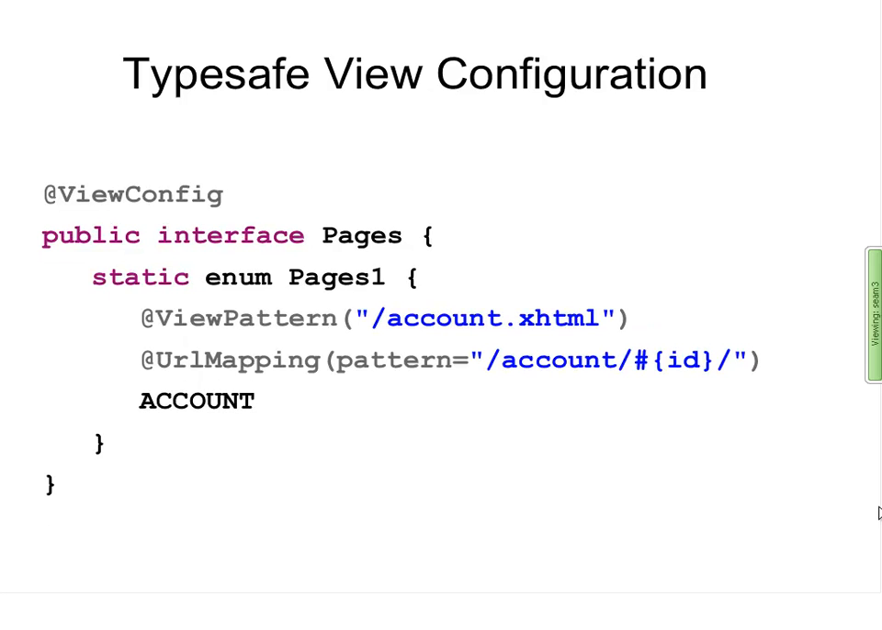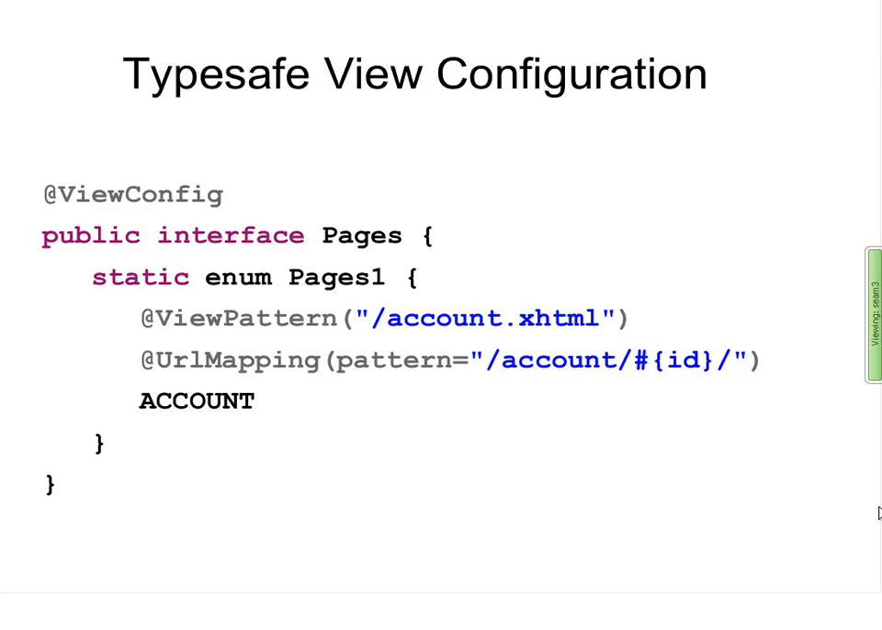Let's take a look at another example. In this one, we're using the URL mapping annotation to configure a URL rewrite rule for our view. Under the covers, Seam Faces is actually using Pretty Faces to provide the URL rewriting functionality. However, the configuration is still done in the same unified format.